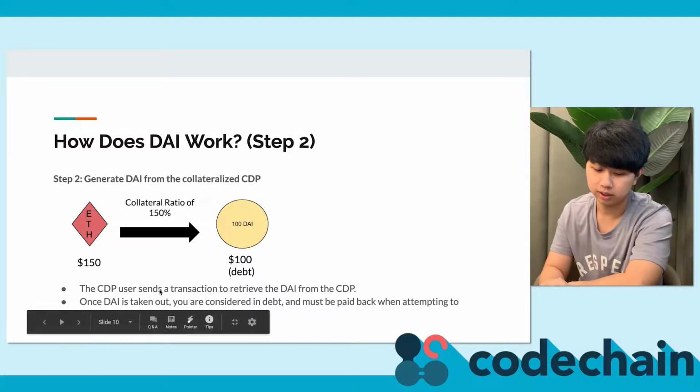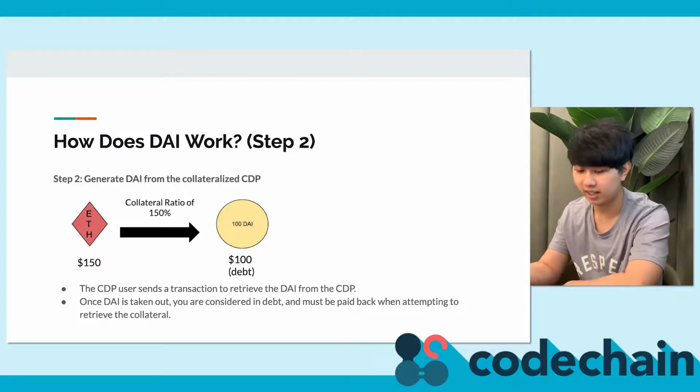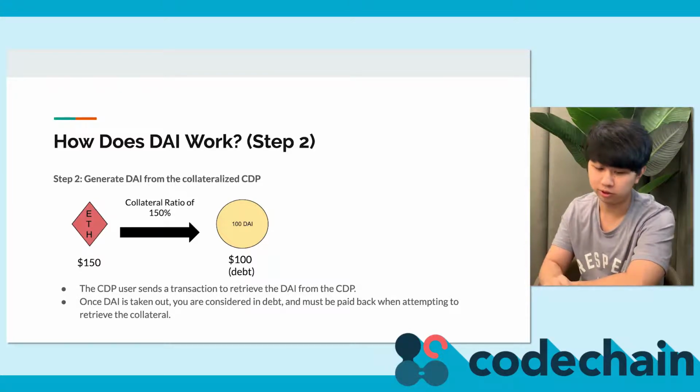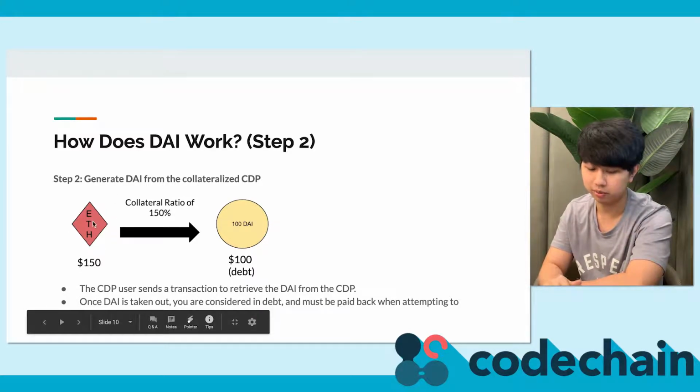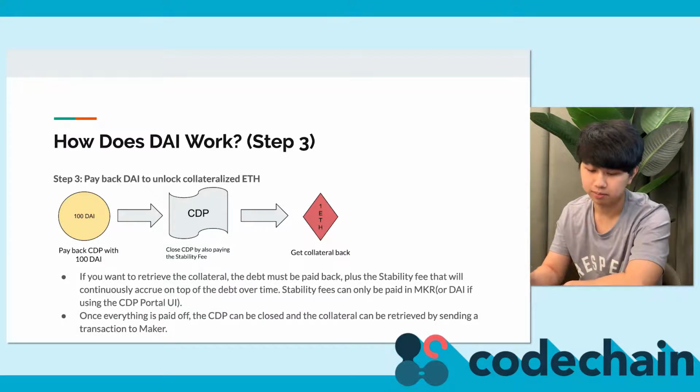So in step two, after you lock the Ethereum inside the CDP, the CDP user sends a transaction to retrieve the DAI from the CDP. So basically, you can take out 100 DAI as explained in the previous slide. And once DAI is taken out, you're considered to be in debt. And if you want to retrieve the collateral which you offered up, you have to pay back 100 DAI to get it back. So step 3, if you want to retrieve the collateral, the debt must be paid back.